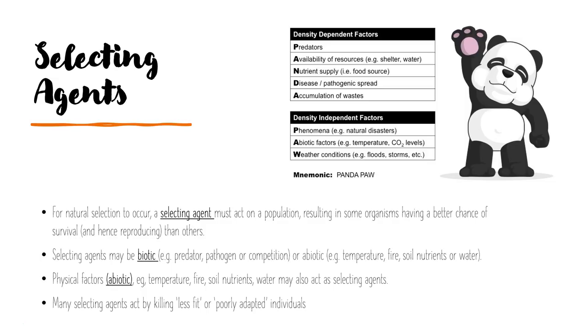So the different selecting agents that we can have come under 2 categories, these being biotic, coming from bio, that they are living. So these can be predators, pathogens, so disease, competition with other organisms for food, habitat, and things like that. Okay, so if 2 different organisms live in a tree, there's going to be competition for that habitat, or caves, or things like that.